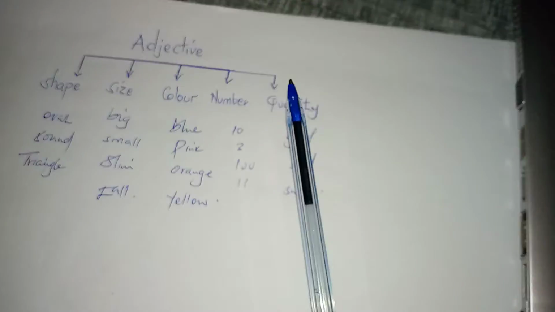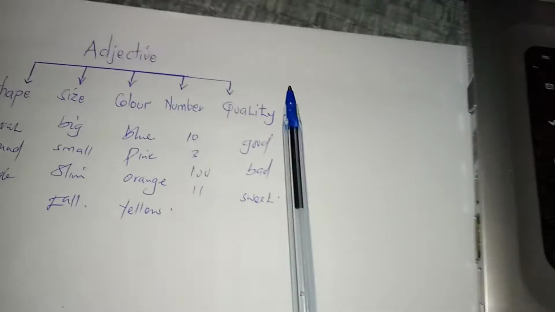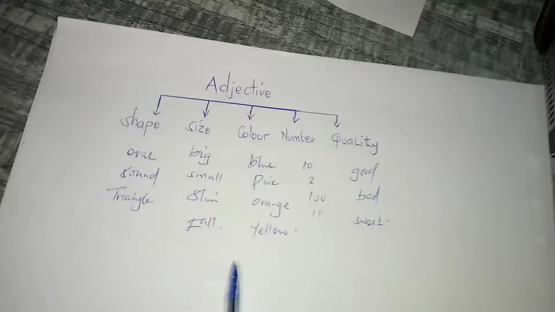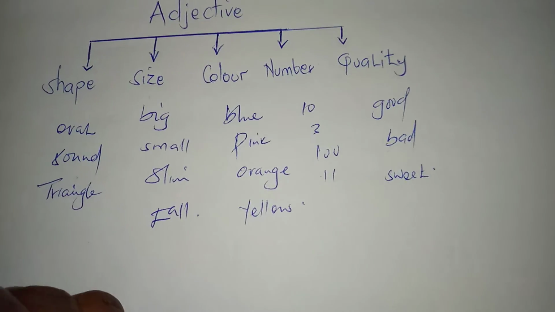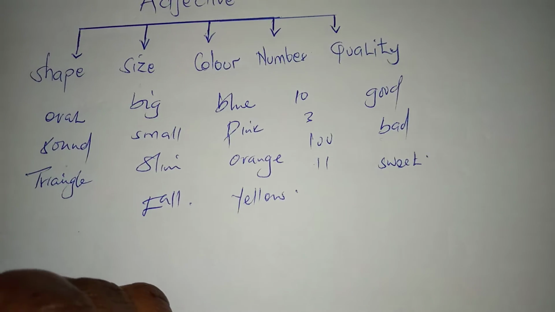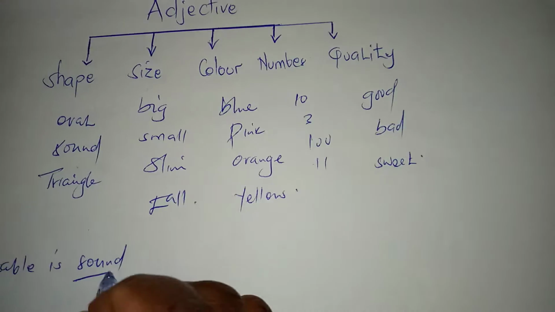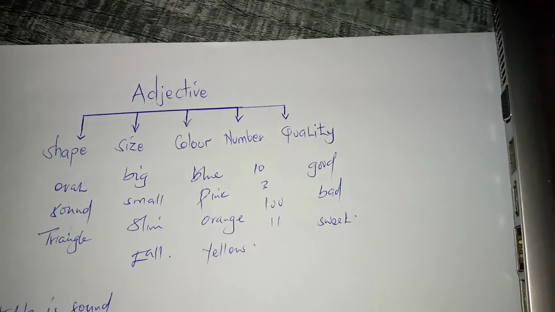Adjectives are very, very broad. So we can give an example here. The shape, you can say the table is round. That is the shape of the table.